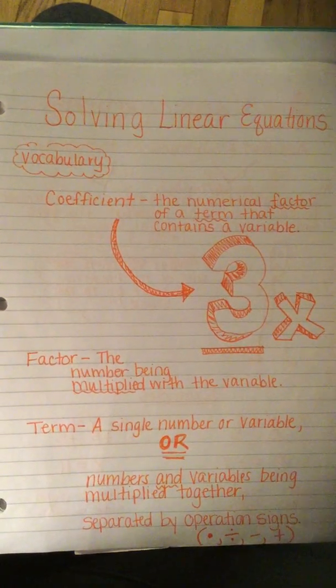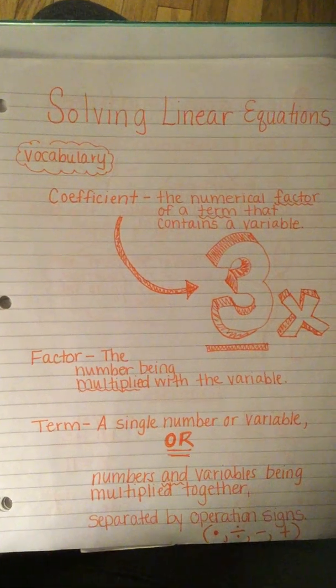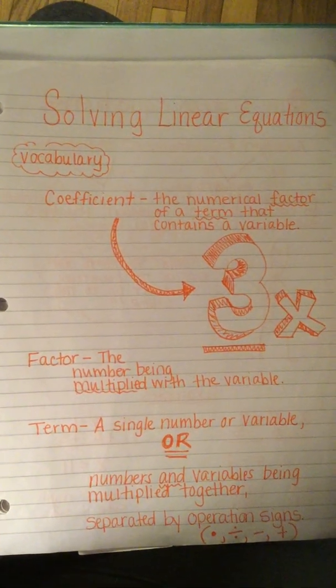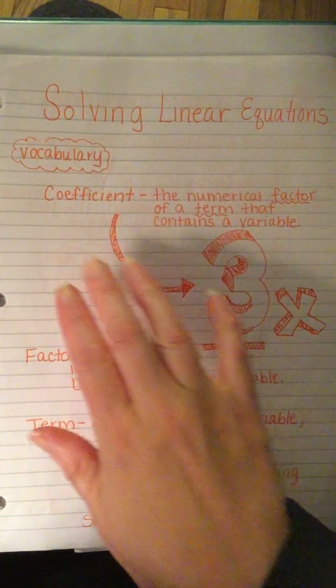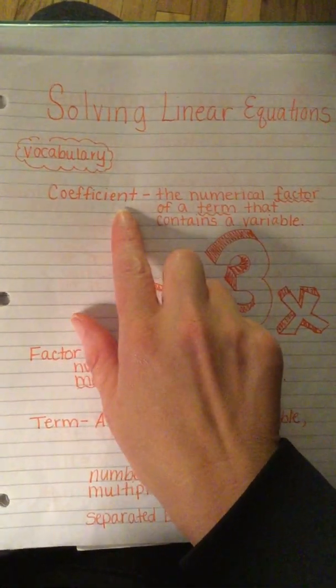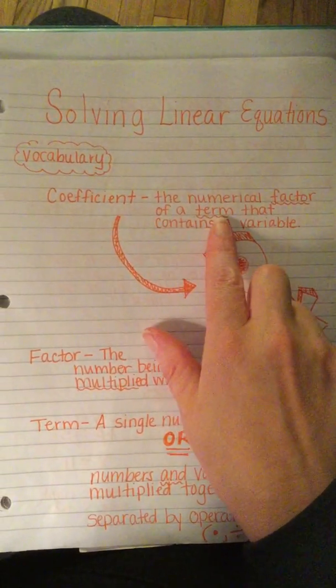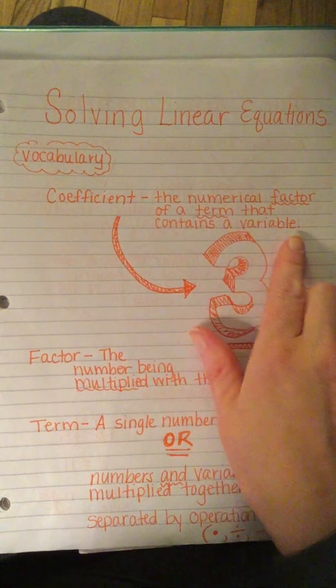Okay, so today we are taking notes on solving linear equations, or these are going to be one-step equations. So we're going to start off with our vocabulary, and the first thing is called a coefficient. And a coefficient is the numerical factor of a term that contains a variable.